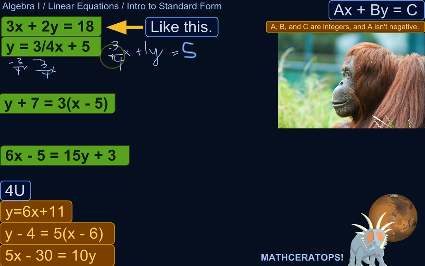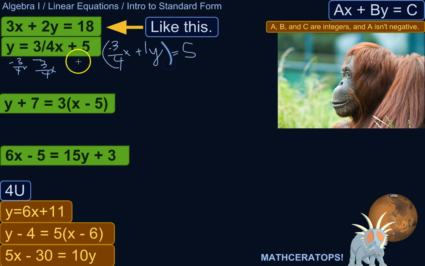So let's do that in one step here. The negative 3 is being divided by 4. That's what is making it into a fraction. So if I multiply by 4, that'll take care of it being a fraction. And if I multiply by negative 4, then it'll flip the sign. So I'm going to multiply everything by negative 4. Both sides of the equation I'll multiply by negative 4.